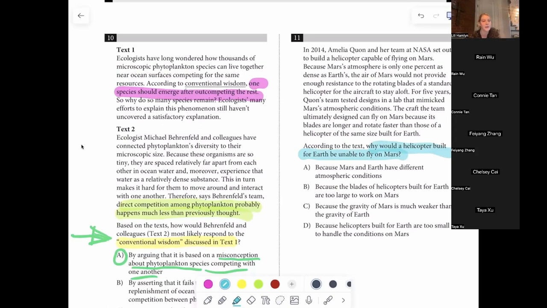Okay, perfect. Anyone else? Yeah, great. Because of the different atmospheric conditions, right? Like in the text, it says the atmosphere is only 1% as dense as that on Earth. There's not enough resistance to the rotating blades to stay aloft. Fab. I feel like this one's quite straightforward, but are there any questions on that? All right, fantastic.